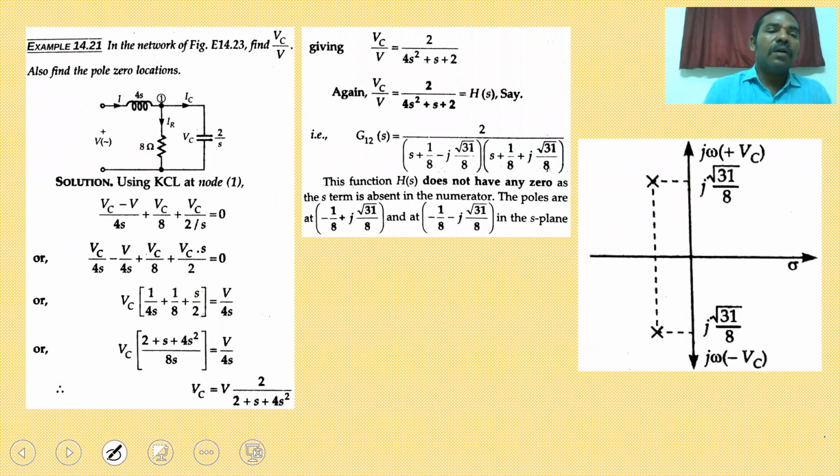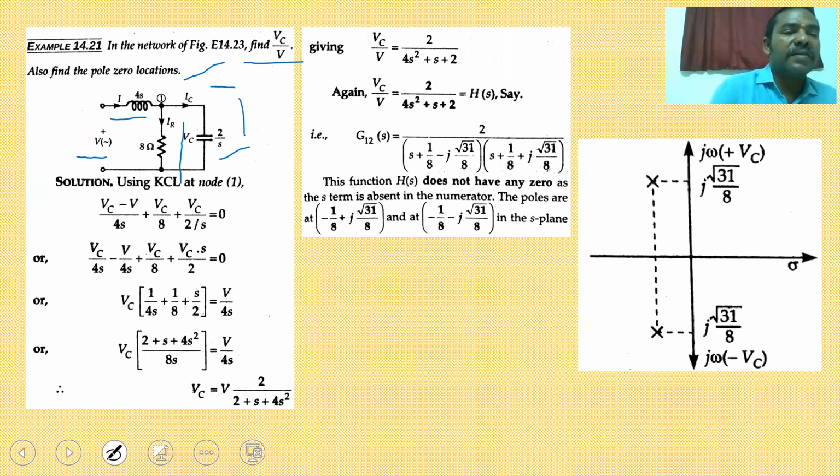So now coming to one more problem. You have to go for the calculation of Vc by V. So V is the input voltage, Vc is the voltage drop across the capacitor, and also you have to go for plotting of poles and zeros. So at node 1, applying the KCL. So here 3 currents are there. One is the entering current, 2 are leaving currents.